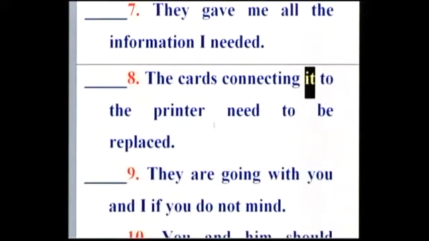طيب. Number 9, they are going with you and I, if you do not mind. They are going with you and برضو you هنا is an object. يبقى برضو I should be an object. يبقى they are going with you and me, not I. If you do not mind, you is a subject. You do not mind. The verb is do not mind.